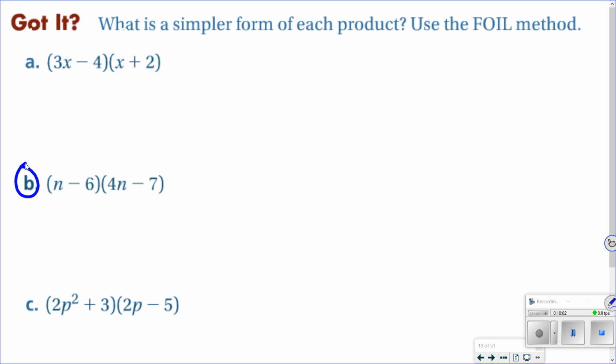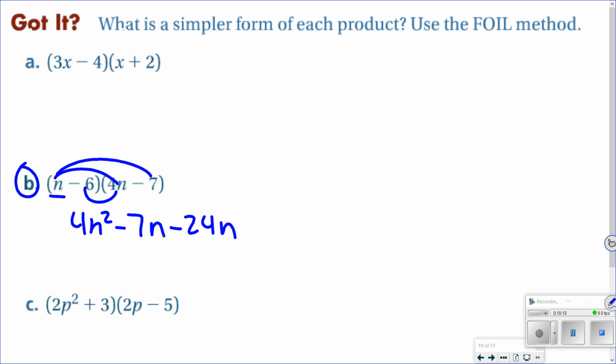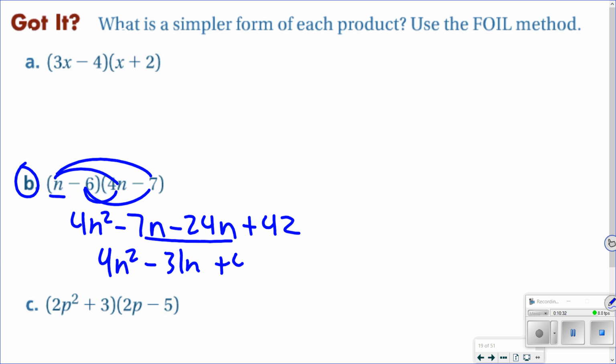So I'm going to take the first term n and just distribute it through. That'd be 4n squared minus 7n. Then I'm going to take the minus 6 and distribute it through. Minus 24n. A negative 6 times a negative 7. Just, again, be careful with signs. That's a positive 42. Okay, look for like terms. Sometimes there won't be, but in this case there is. Minus 7 minus 24 is a minus 31n. You still have that plus 42 in the end, and we've multiplied it out.